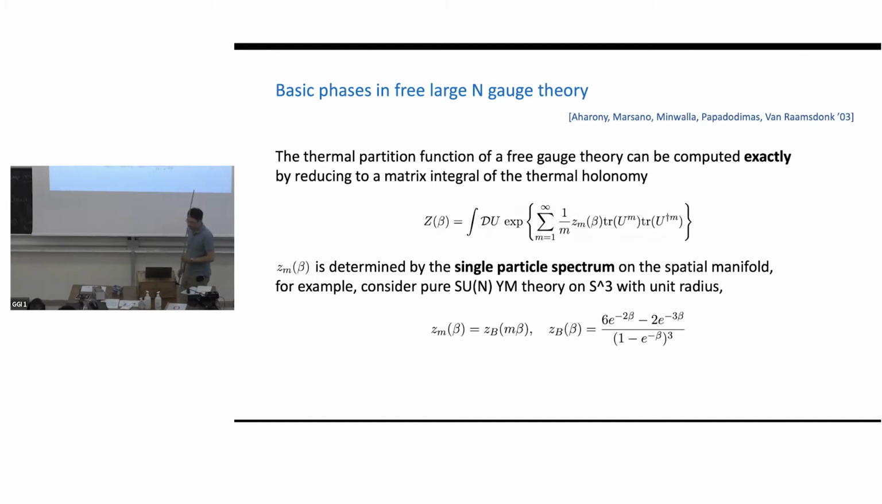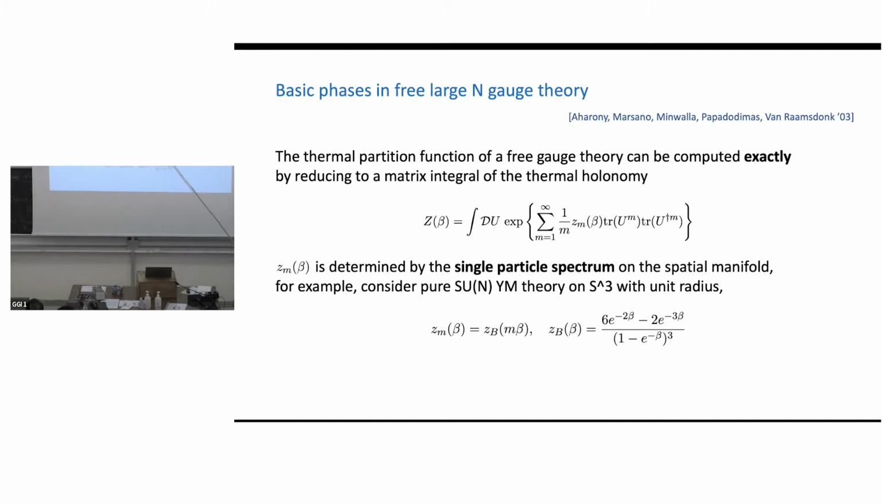Now, the thermal partition function of a free gauge theory can be computed exactly by reducing the full path integral into a matrix integral of the thermal holonomy. In other words, the canonical partition function Z of beta can be expressed as an integral over the thermal holonomy matrix with some particular action, whose specific form won't be very important in the following.